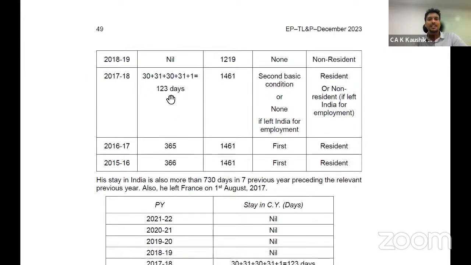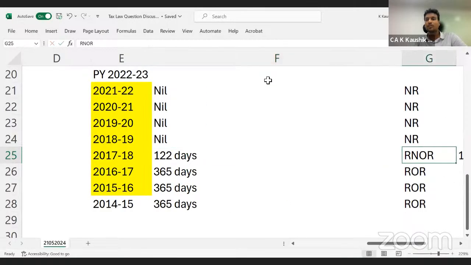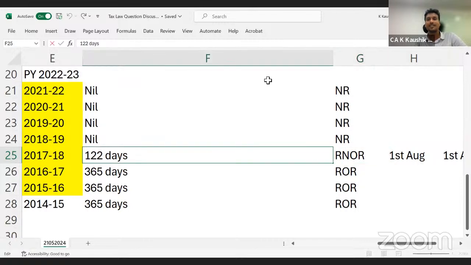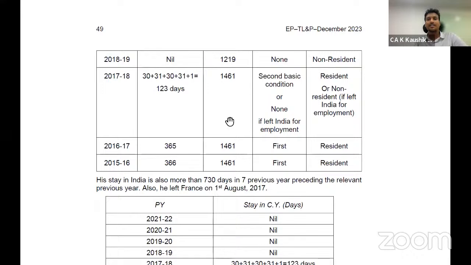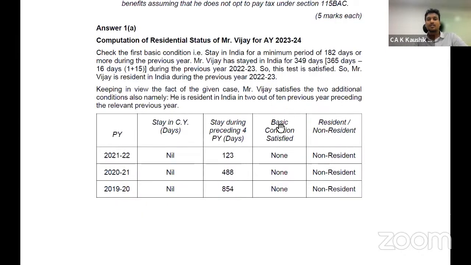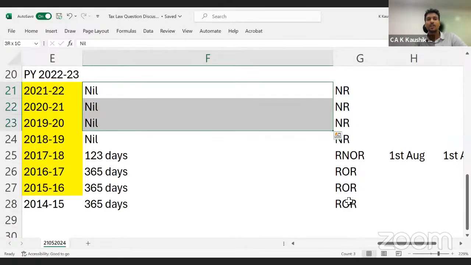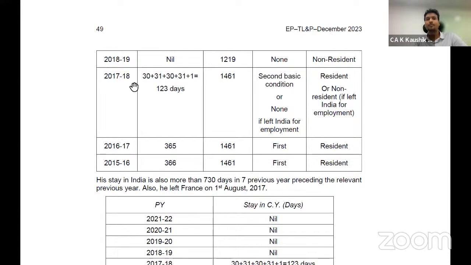In 17-18, he has stayed for 123 days. Why are we getting this 123 days? Here we have taken 122. On 1st August he left, so the day of leaving is considered as he has stayed in India. So this will become 123 days. So how many days has he stayed? Here, second basic condition, or none of it if he left India for employment. So you see here, basic condition satisfied, not satisfied. That is why we told non-resident, non-resident, non-resident. Here we have written non-resident 21-22, 20-21, 19-20, and 18-19. So till 18-19, he is non-resident.